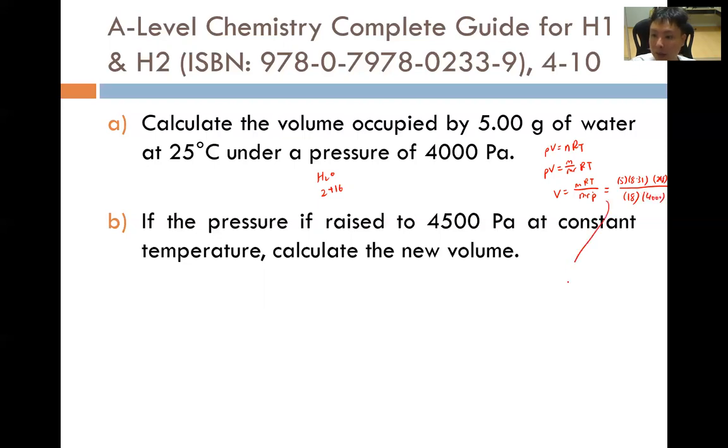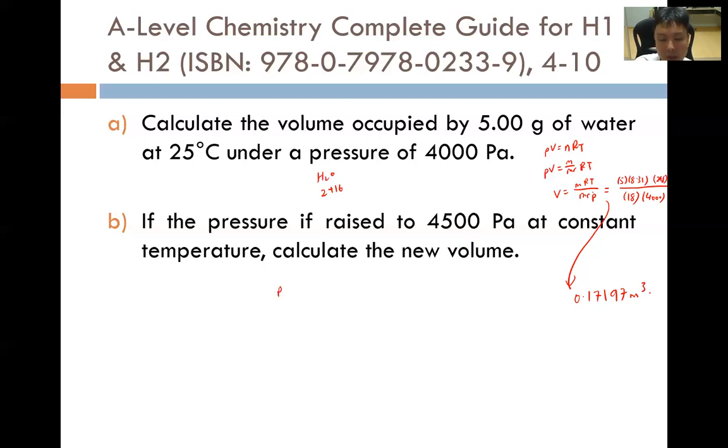Okay, sorry, just let me write it out here. So let me again punch this into the calculator. So 5 times 8.31 times 298, and then we will divide it by 18 times 4,000. Okay, so this will be 0.17197 meter cube. Okay, if the pressure is raised to 4,500 Pascal at constant temperature, calculate the new volume.